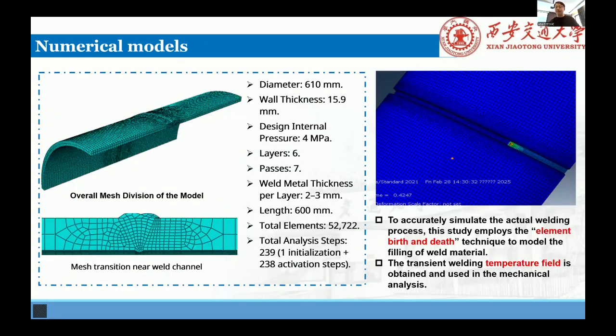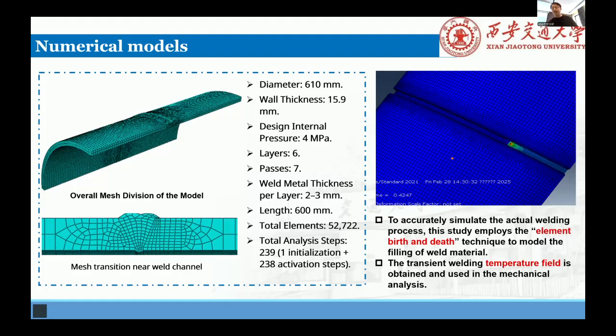This slide shows the mesh and the welding process simulation. We built an overall finite element mesh for the pipe and the weld. The mesh is refined near the weld channel, where the gradients of the temperature and stress are high, and becomes coarser away from the weld. The main geometry and modeling parameters are listed here.